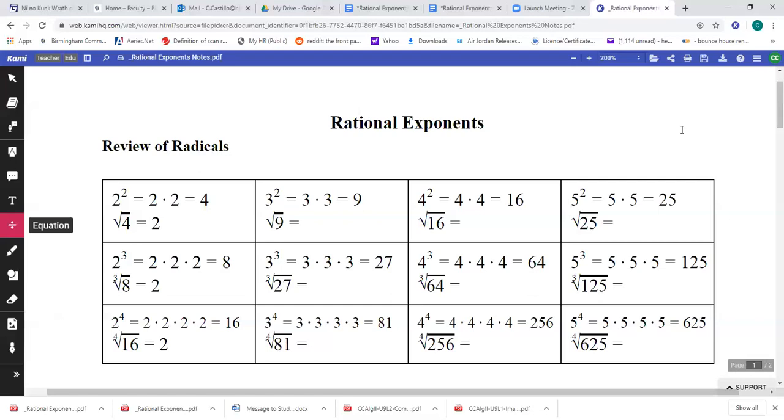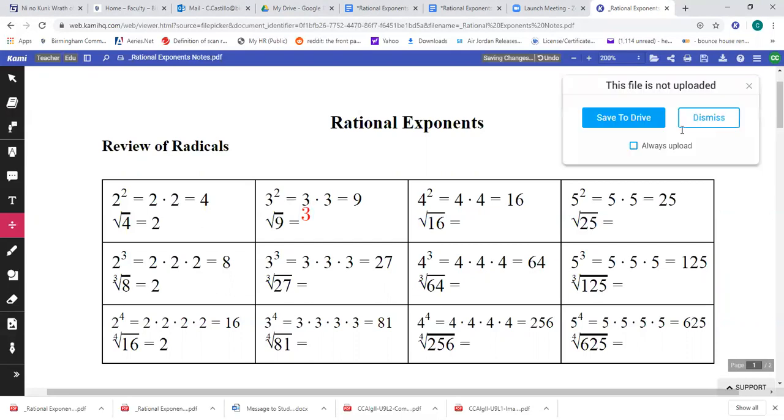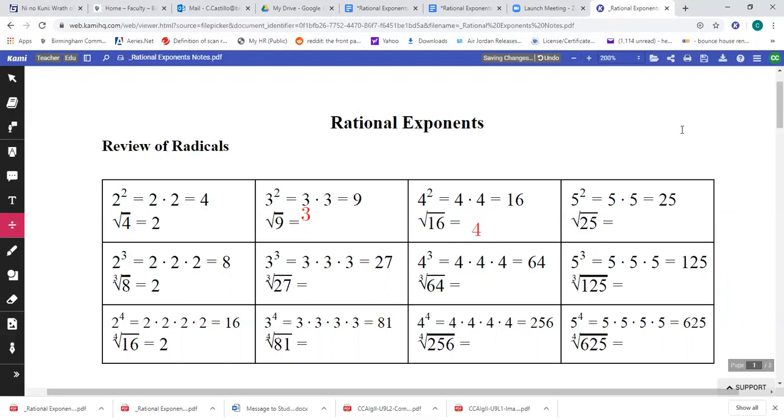Now 3 squared is 3 times 3, which is 9. So what would the square root of 9 be? Well, that would be just 3. 4 squared is 4 times 4, which is 16. So the square root of 16 would just be 4. 5 squared is 5 times 5, which is 25. So the square root of 25 is just going to be 5.